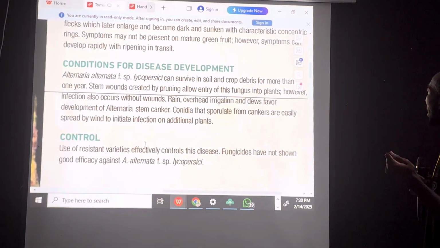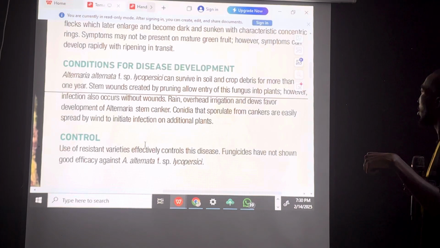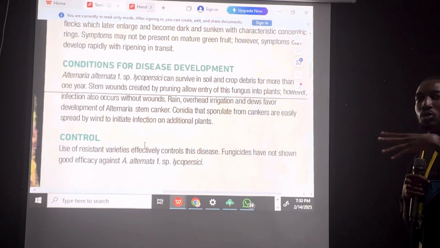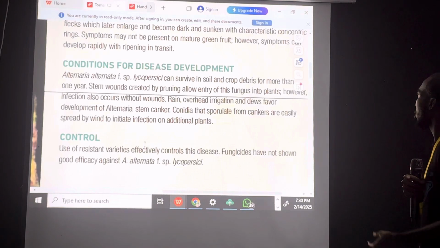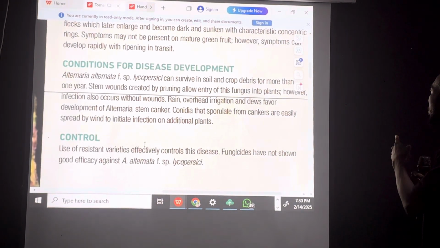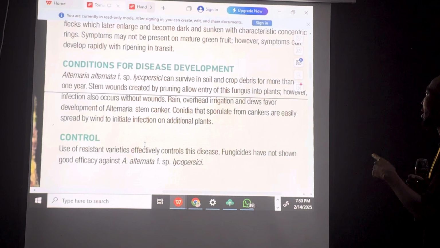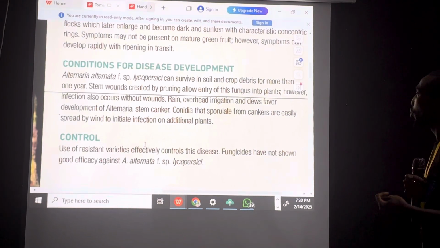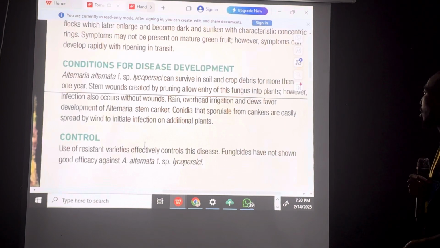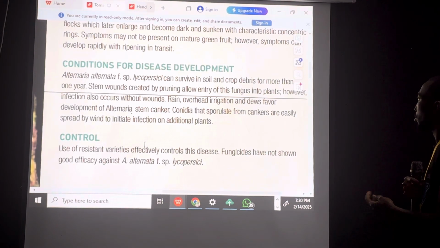So with overhead irrigation, you water your plant from the top, and with that you can also introduce this fungus to your plant. The spores from cankers are easily spread by wind. So wind can also spread and transmit this fungus.